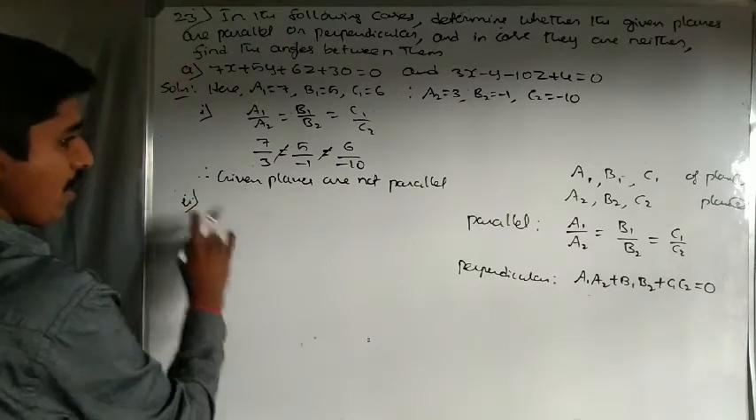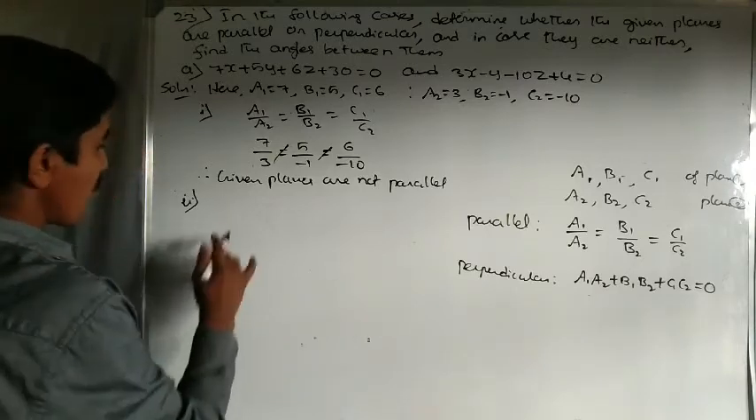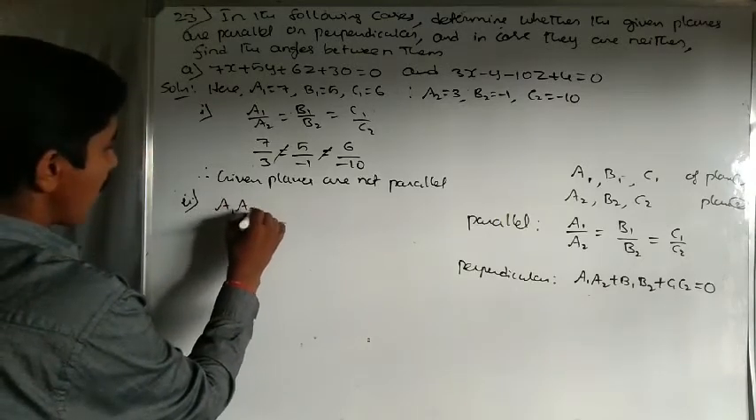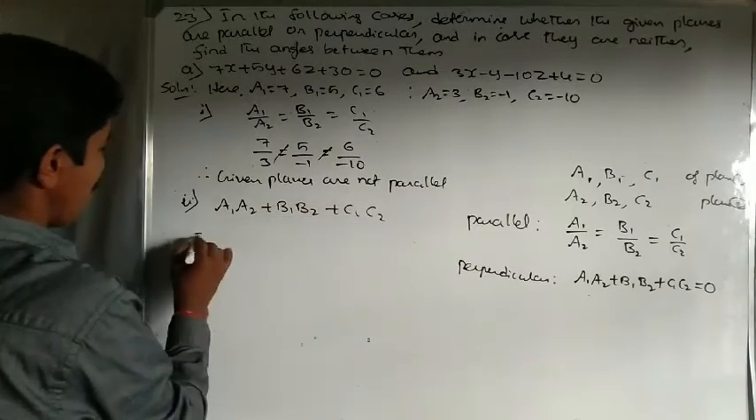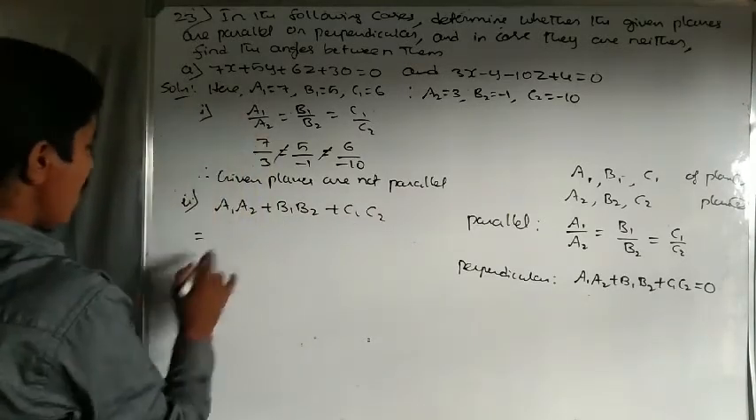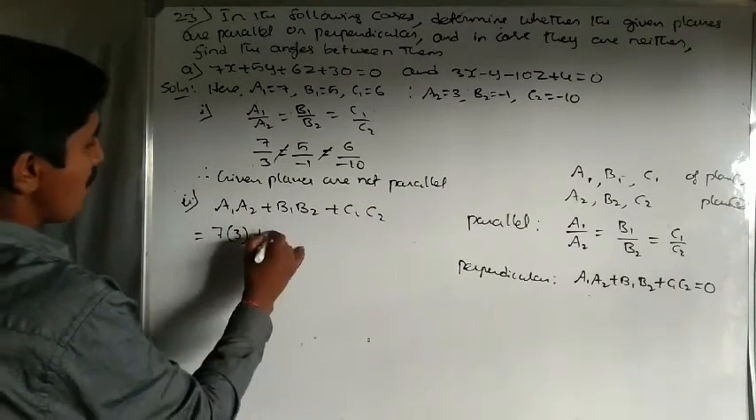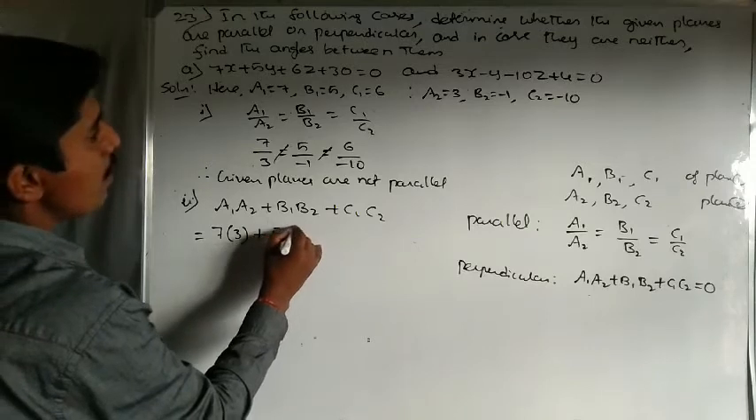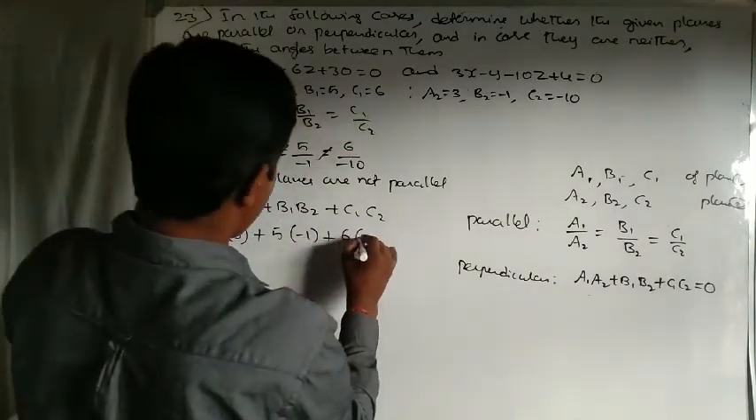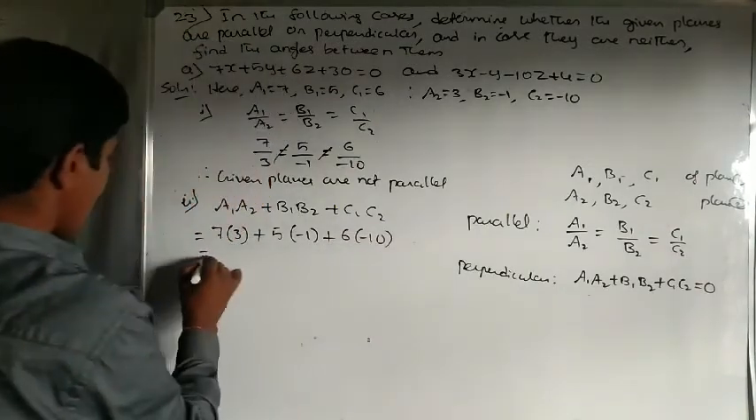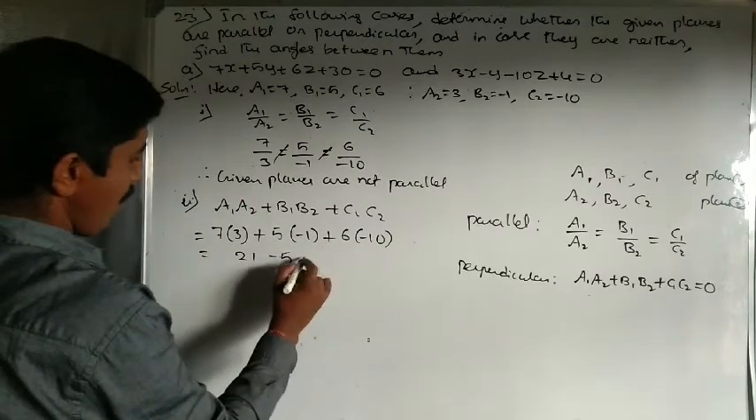Second one, verify whether A1 A2 plus B1 B2 plus C1 C2 is equal to 0 or not equal to 0. Multiplying A1 is equal to 7, A2 value 3, plus B1 is equal to 5, B2 value minus 1, plus C1 is equal to 6, C2 value minus 10. 7 threes are 21, 5 into minus 1 is minus 5, plus 6 into minus 10 is minus 60.